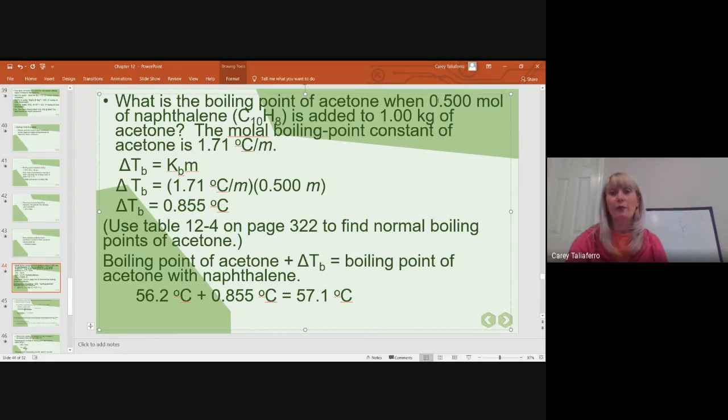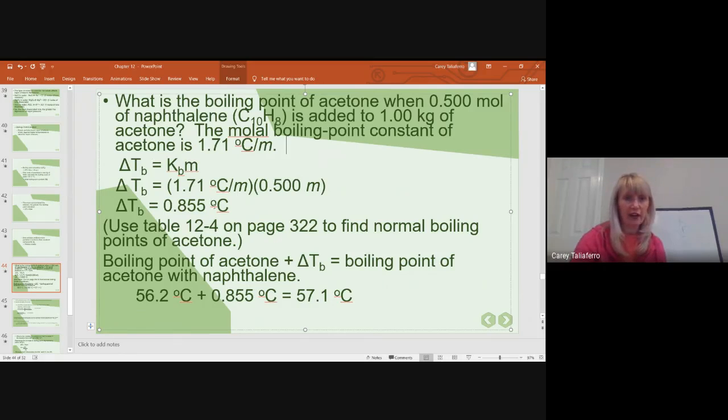So we know that we have 0.5 moles of naphthalene, that's our solute. We know that we have 1 kilogram of acetone, that's our solvent. So the molality calculation here is really easy because it's just 0.5 divided by 1. So 0.5 molal right there. And we can look up our constant, or it's given to us here actually, 1.71, but that would be in the table that I referred you to in your book. So the constant for acetone is 1.71 degrees Celsius per molal. And then we're going to multiply that by the molality, which is 0.5.